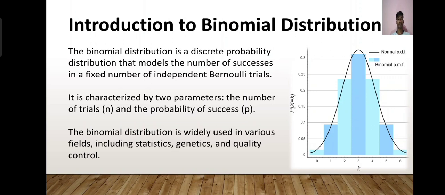Introduction to binomial distribution. The binomial distribution is a discrete probability distribution that models a number of successes in a fixed number of independent Bernoulli trials. It is characterized by two parameters: the number of trials n and the probability of success p. The binomial distribution is widely used in various fields, including statistics, genetics, and quality control.